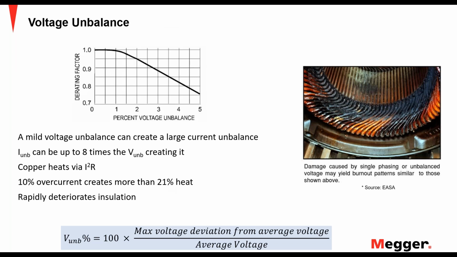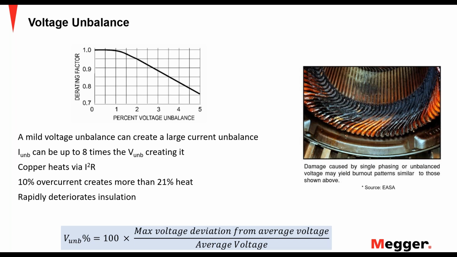Voltage imbalance is another one. A mild voltage imbalance can create large current imbalances. That current imbalance can be 8 times the voltage imbalance that is creating it. Again, copper heats up via I squared R losses. 10% over current creates more than 21% heat, rapidly deteriorating that insulation.